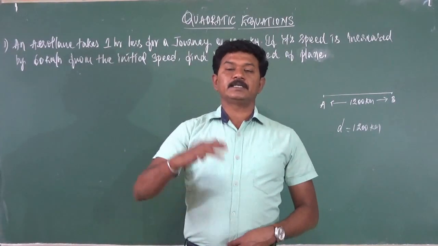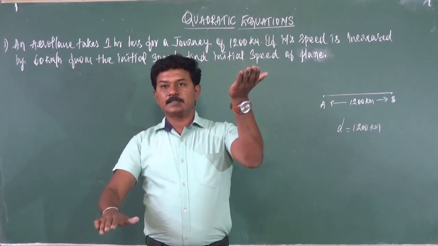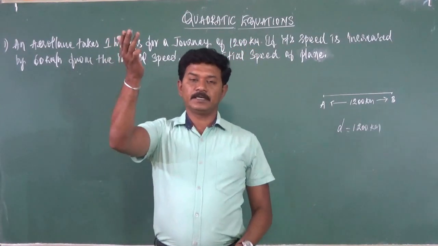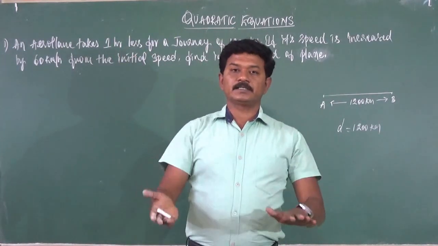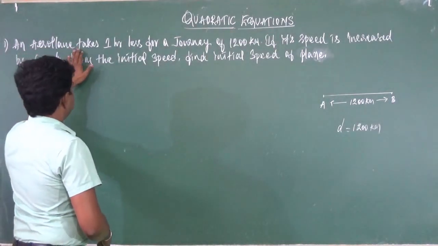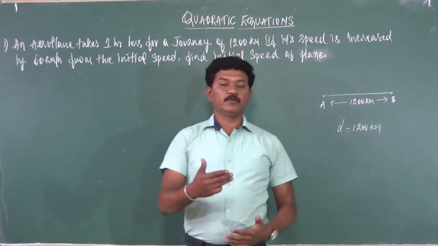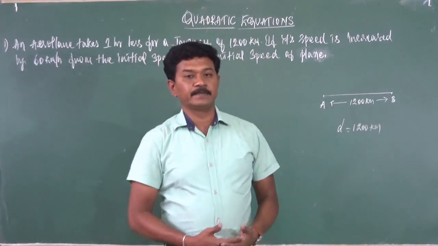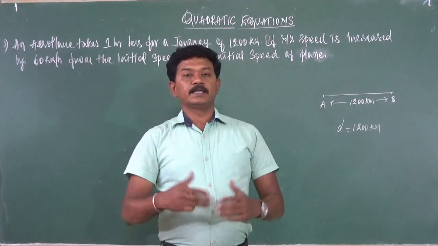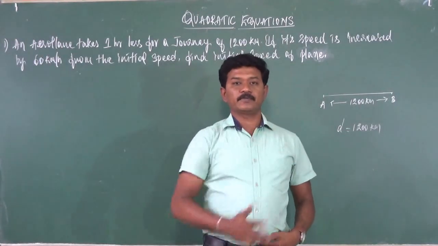If speed decreases, then time increases. Remember this once again. If speed increases, then time decreases because they are inversely proportional. If speed decreases, then time increases, again because they are inversely proportional. If one decreases, the other increases. So what has happened here? An aeroplane takes 1 hour less for a journey of 1200 kilometers. So we may guess that the aeroplane is moving at a higher speed than its usual speed, the speed at which it was going every day. On a particular day it went with a higher speed, and therefore it took 1 hour less to complete the journey from A to B.